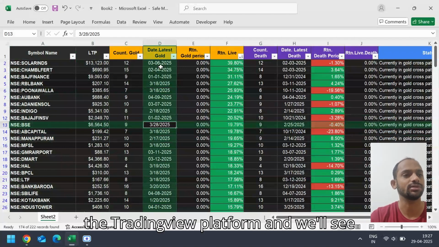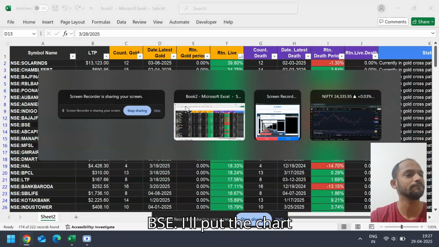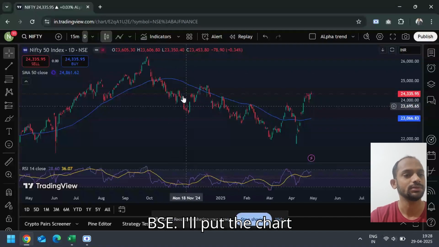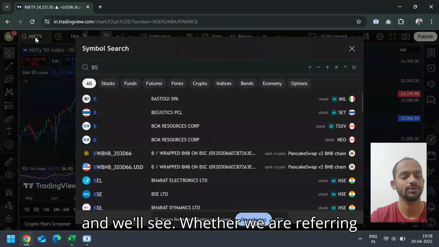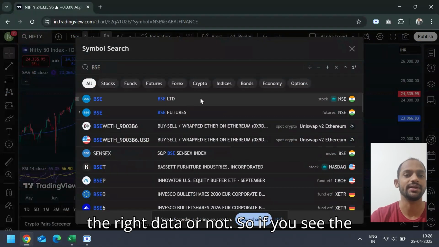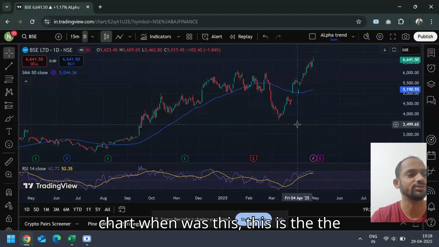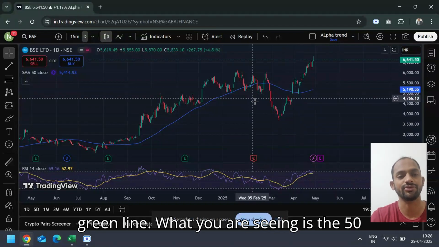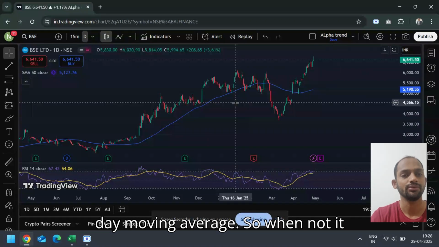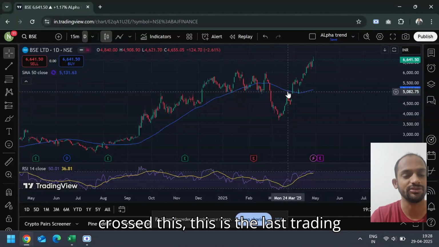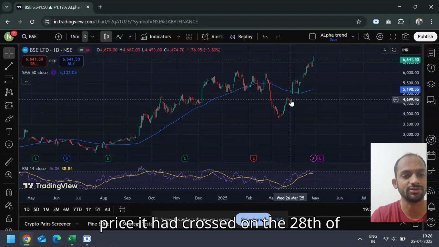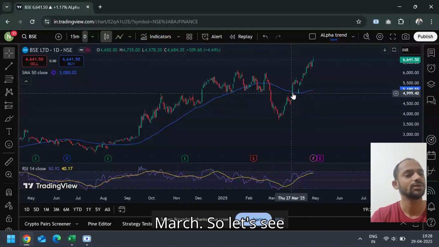I'll straight away go to the TradingView platform and we'll see BSE. I'll put up the chart and we'll see whether we are referring to the right data or not. So if you see the chart, this is the green line. What you are seeing is the 50-day moving average. So when had it crossed this? This is the last trading price. It had crossed on the 28th of March.